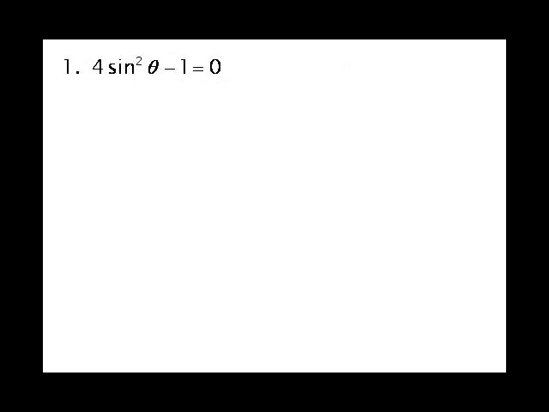4 sine squared theta minus 1 is equal to 0. So the algebra part of this is going to be isolating your sine squared theta. So you take the 1 over to the right side and divide by 4. I'm going to do this in one step simply because it is a fairly routine problem. Sine squared theta is equal to 1 over 4.